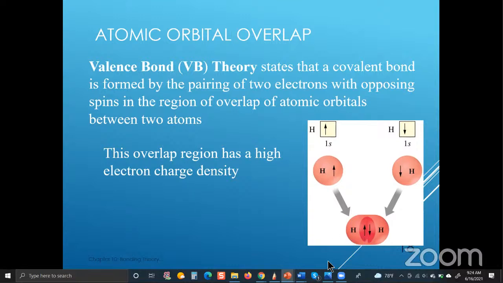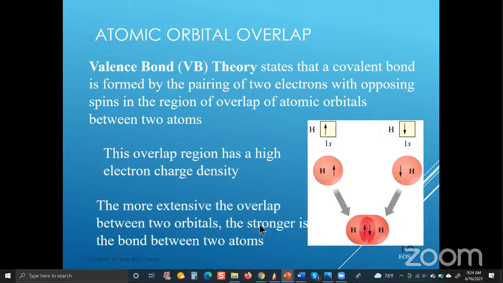This region of overlap will have a high electron charge density. And this has actually been shown to be true based on calculations, which of course we won't get into at this level. And what is found is that the more extensive the overlap, the stronger will be the bond between the 2 atoms that are involved, all right? So that's basically what is involved in the valence bond theory.